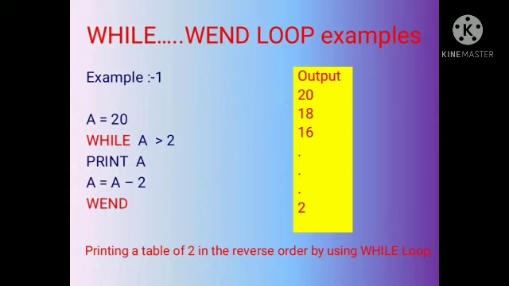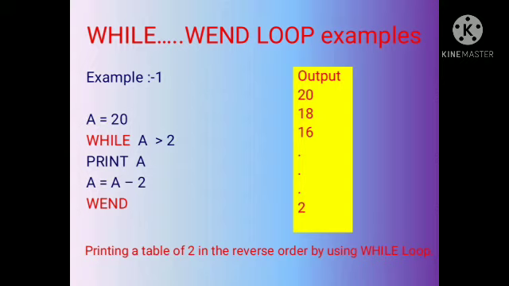Then the value of a gets subtracted by 2, then it will become 18. Then again it will check in the condition, is it greater than 2? If yes, then it will get printed. Again like this till 2, it will check and print. When the value of a becomes 0, it will check the condition, the condition becomes false, at that time the loop will stop and printing will stop.